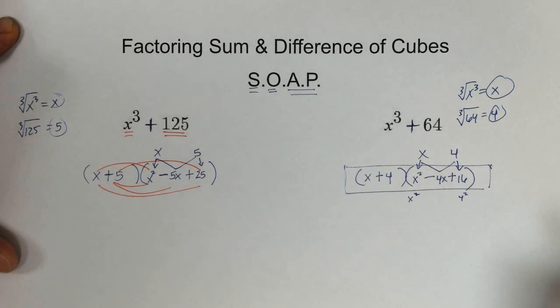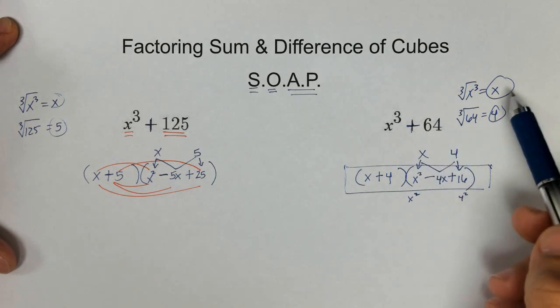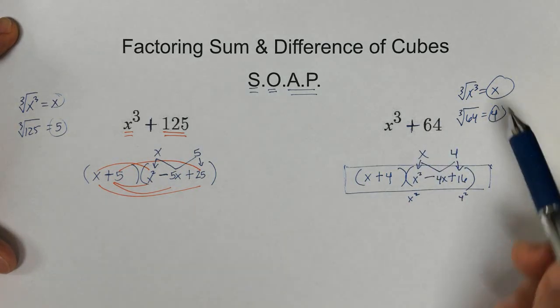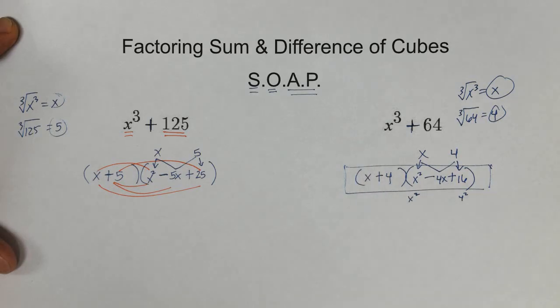The only thing I really need to know is, can I find the cube root of these two, so that once I start my baseline, I can use the SOAP method to plug in everything else that I'm looking for. All right, let's give subtraction a try.